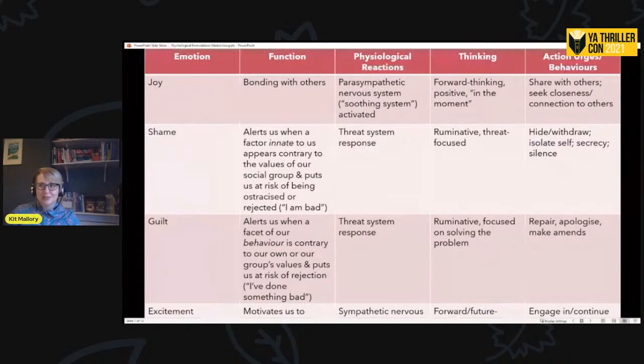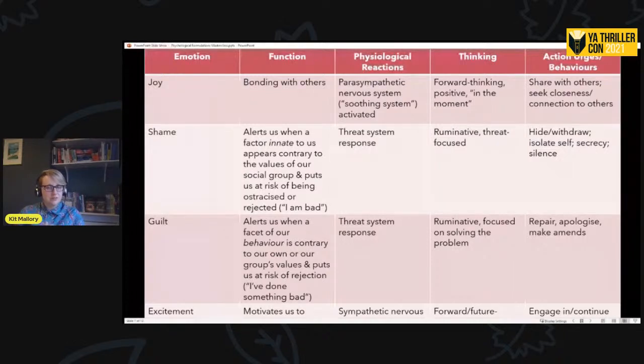Shame and guilt, interesting ones. They're slightly different, actually. Shame alerts us when something that we perceive as being innate to us seems to be contrary to the values of our social group, putting us at risk of being ostracized and rejected. It is "I am bad", and creates a big threat system response. In terms of our role as a pack animal, it's a huge threat to our survival, so it creates a really significant response.